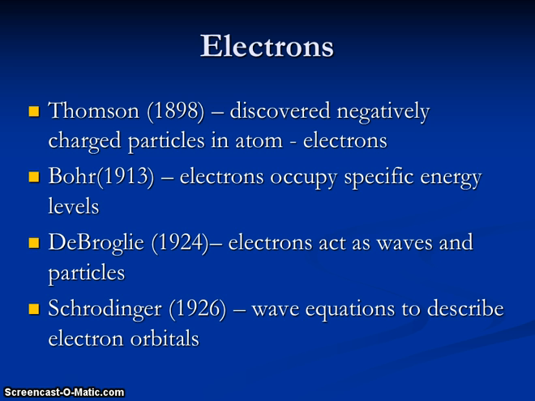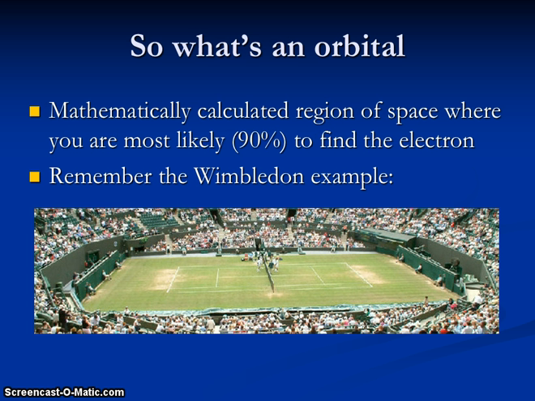And then Schrodinger took that same idea of waves, but put some mathematics behind it and determined where the electrons would be most of the time, and he described those as electron orbitals. So we want to focus on Schrodinger because that's the modern view of the atom. And so what was that orbital again?